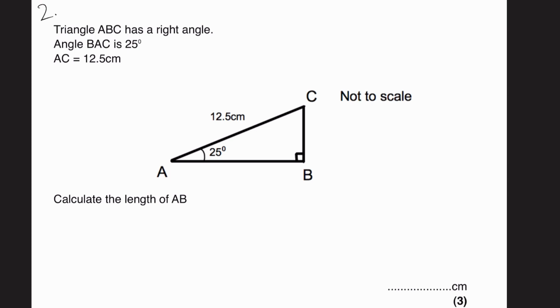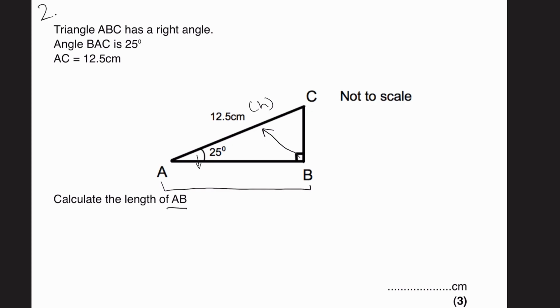And now moving on to question number 2. Triangle ABC has a right angle. Angle BCA is 25 and AC is 12.5 centimeters. Calculate the length of AB. So they want us to work out the length here. Again, the first thing you want to always do is label the triangle. So this is the hypotenuse because it is opposite the right angle.